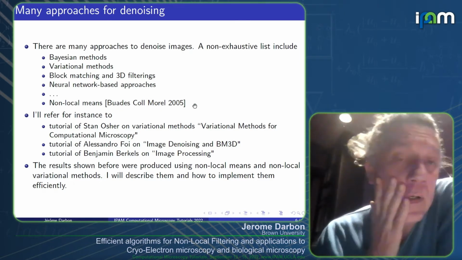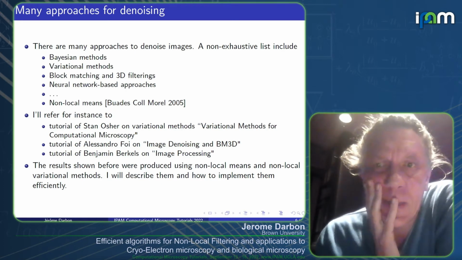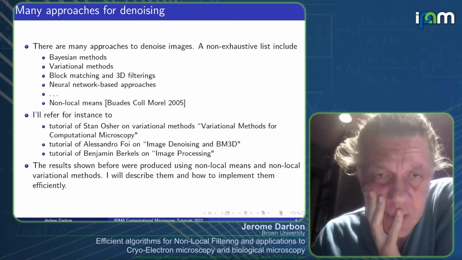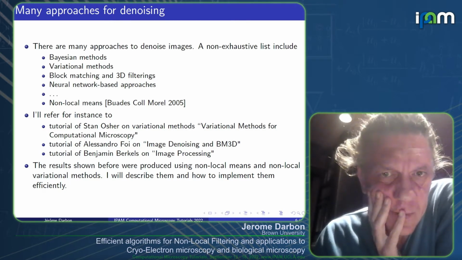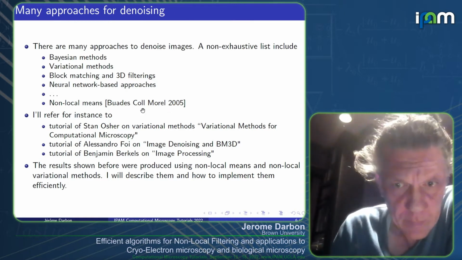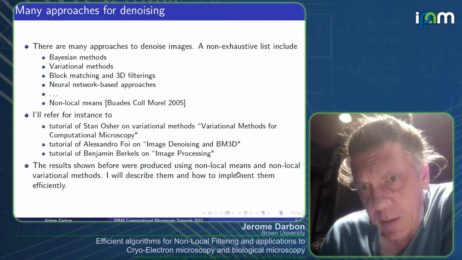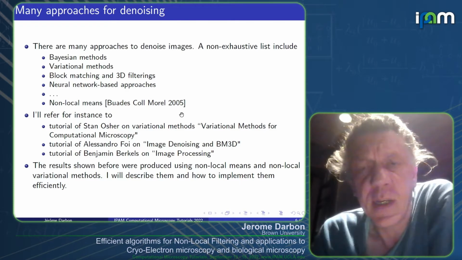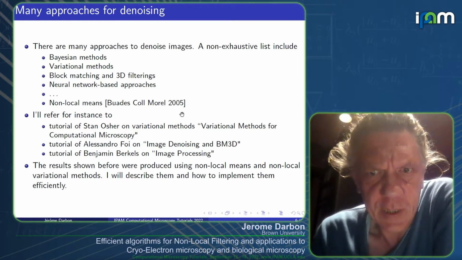Non-local means was introduced by Buades, Coll and Morel in 2005, and it became a really important tool that changed the image processing landscape using these ideas. And what I'm going to cover today is how to implement the original paper of Buades, Coll and Morel, non-local means, in a much more efficient way than it was originally produced.